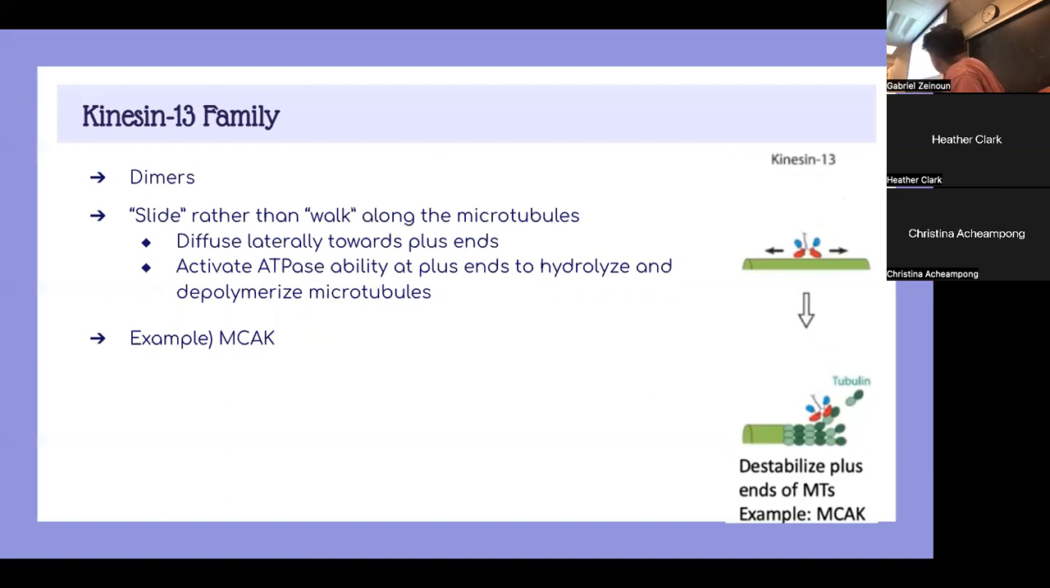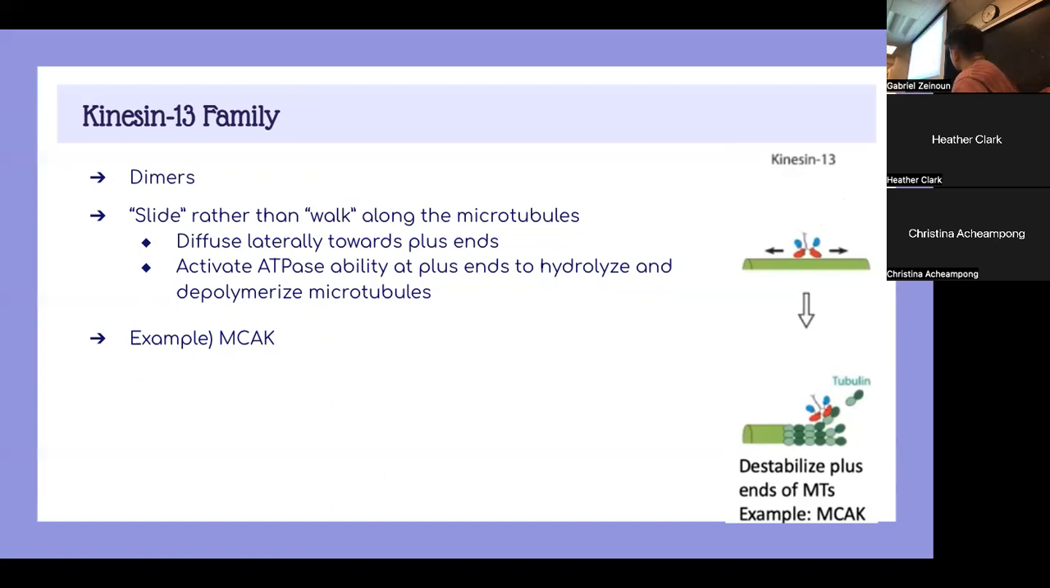But the big difference with kinesin 13 is they have the ability to hydrolyze and depolymerize the microtubule. And this is really key. It will be key for next week when you guys learn about how the cell progresses from metaphase to anaphase, and how the chromosomes come apart between them. So yeah, you'll learn about that next week.